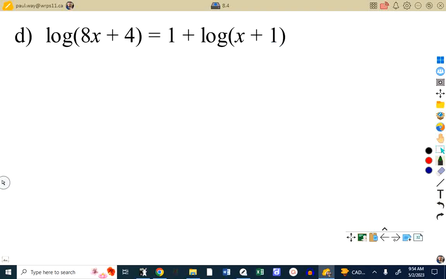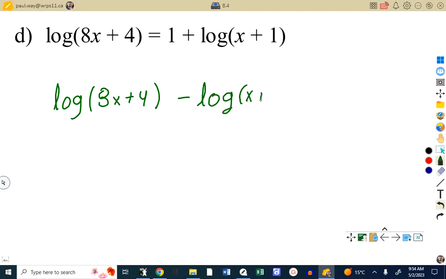Well, the A and B had logarithm equals logarithm. C had logarithm equals non-logarithm, and we put it in exponential form. We're going to turn this into a logarithm equals a non-logarithm. I am going to subtract log of x plus 1 from both sides. So I have log of 8x plus 4 minus log of x plus 1 equals 1.